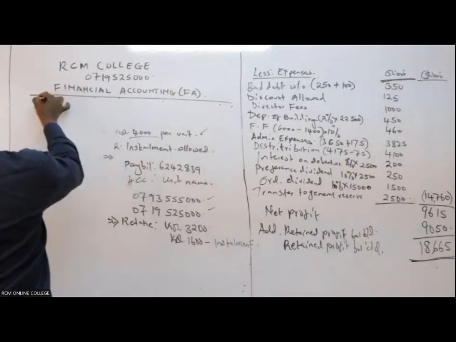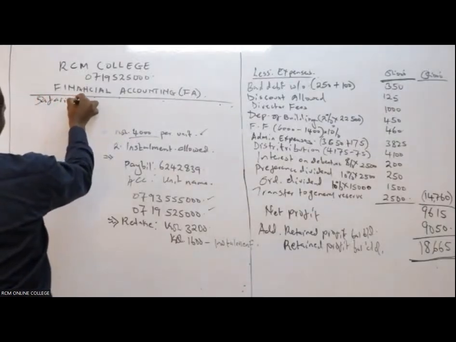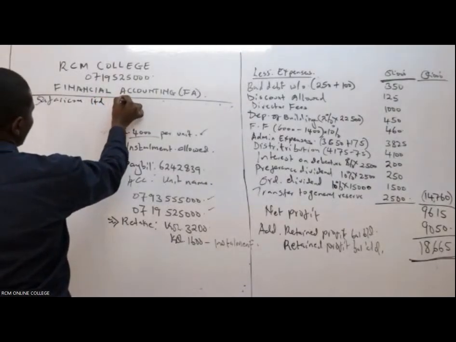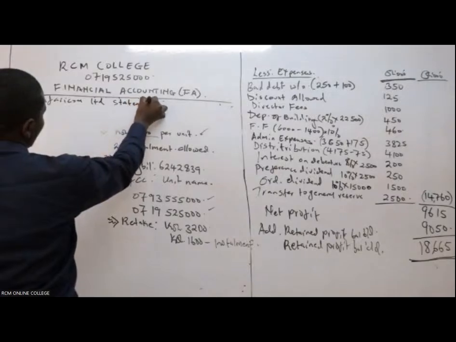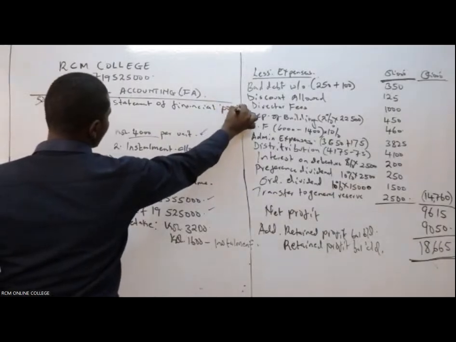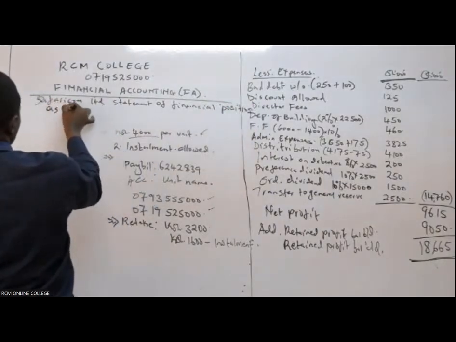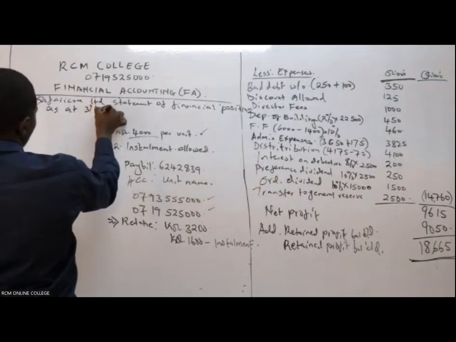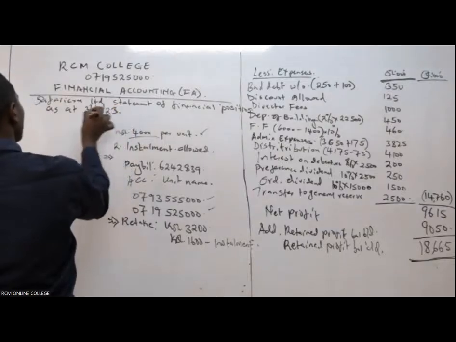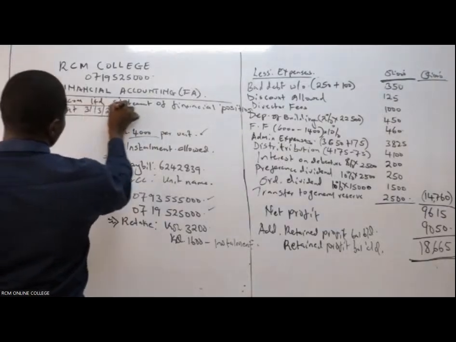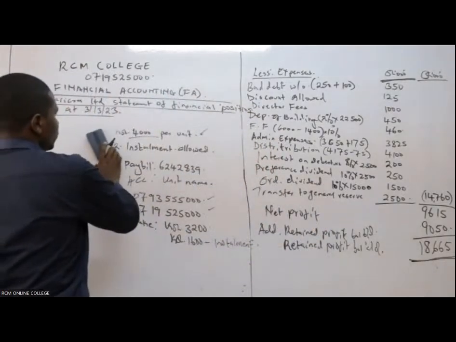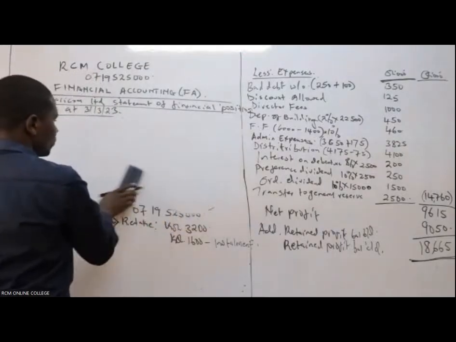Okay, so this is Safaricom Limited. Statement of financial position as at 31st of March 2023. And then you can underline to scare the examiner.